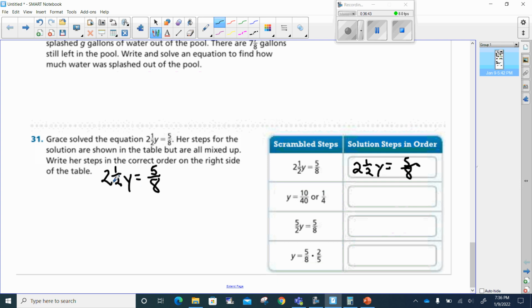All right, my next step would be to turn these into improper fractions. I would say 2 times 2 is 4. 4 plus 1 is 5. So I would turn this to 5 over 2. And then make this a y. Or not make it a y, it's already a y, isn't it? And then I would put that equal to 5/8, or 5 over 8.